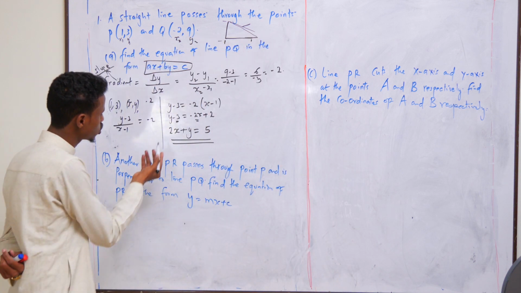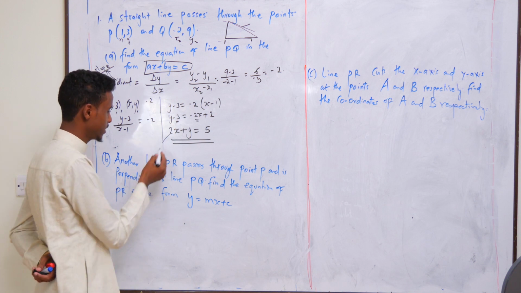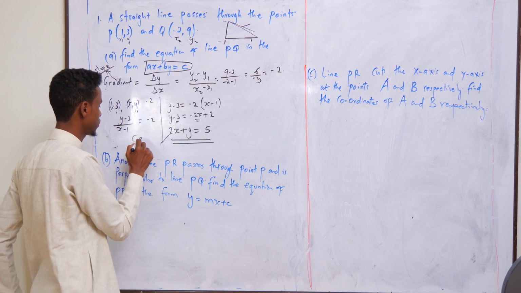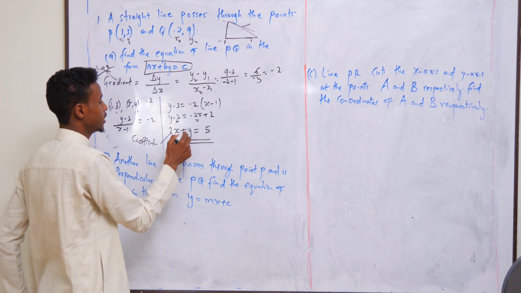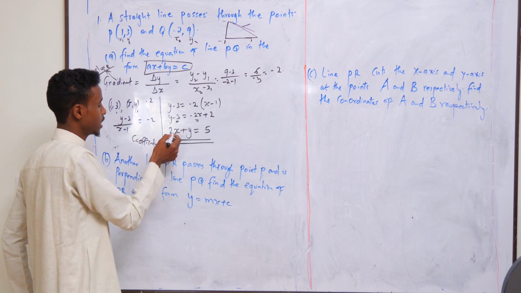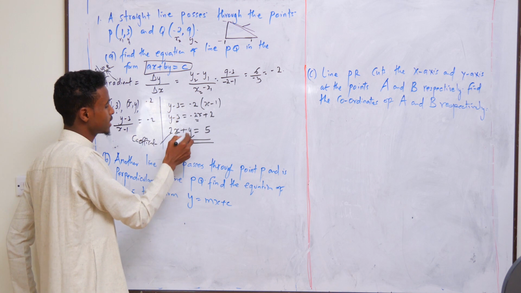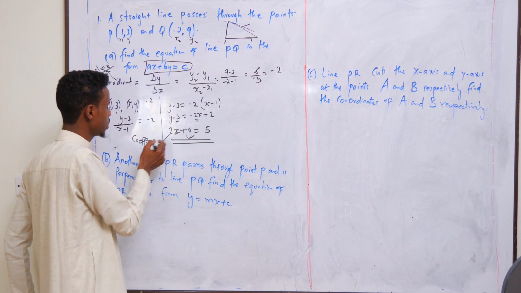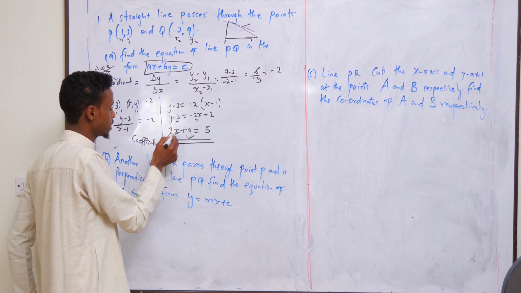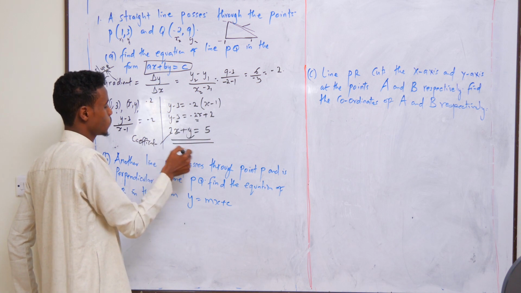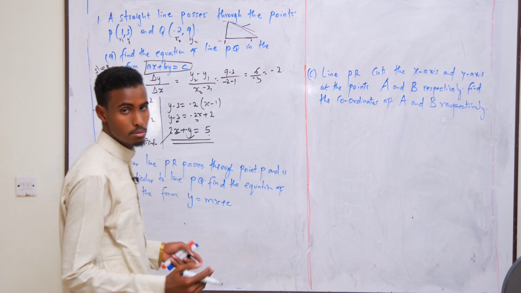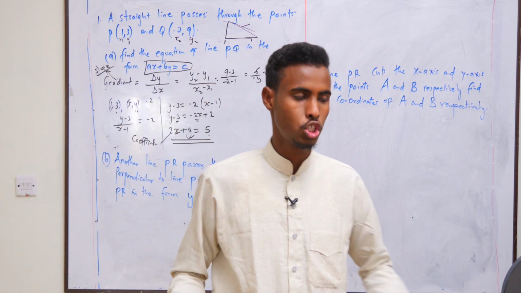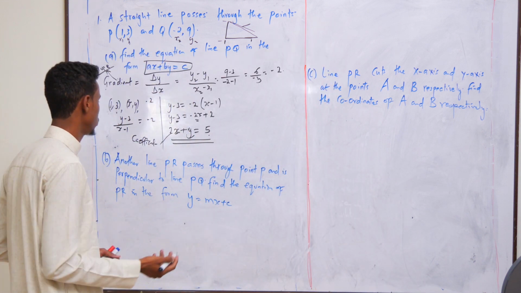Class, this one is called the coefficient of x. The coefficient of x here is 2, while the coefficient of y here is 1. And therefore, this one is called the constant. Because x and y are called the variables. They keep on changing depending on the value they are taking.